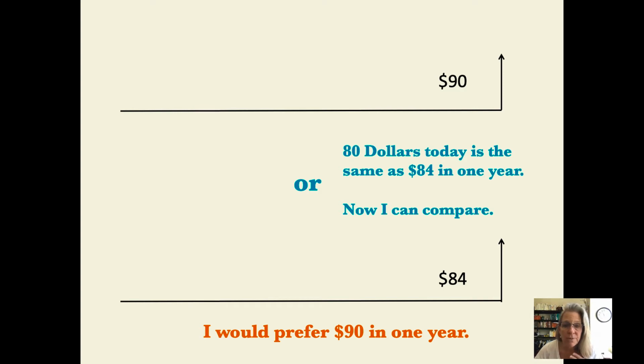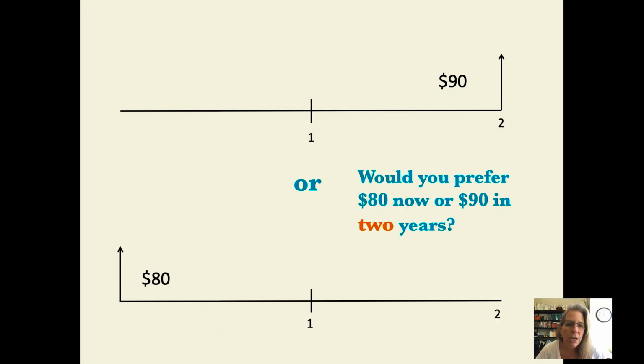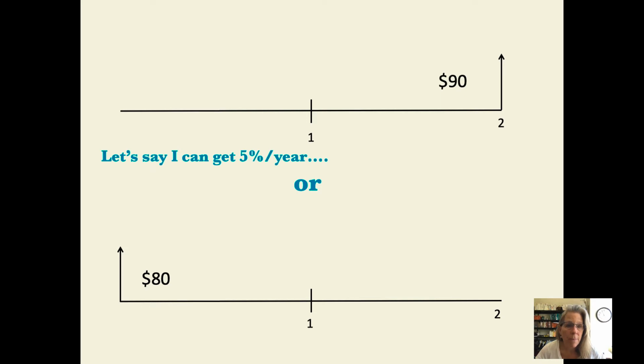So what we did is we shifted to a common time period, and then we could directly compare. Now let's look at it again and say, well, what if this was a 2-year process? So instead of $90 in 1 year, we're going to say $90 in 2 years versus $80 now. So now we need to shift 2 years into the future in order to compare these to each other at the same time period. Again, I'm going to assume I make 5% interest. The interest rate that I can make in a bank is 5%.